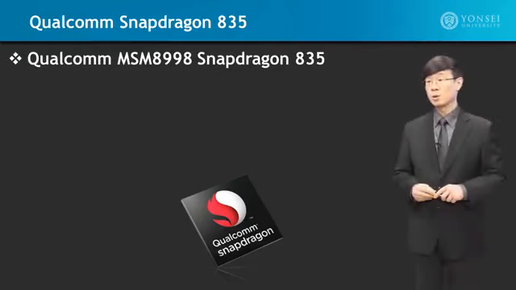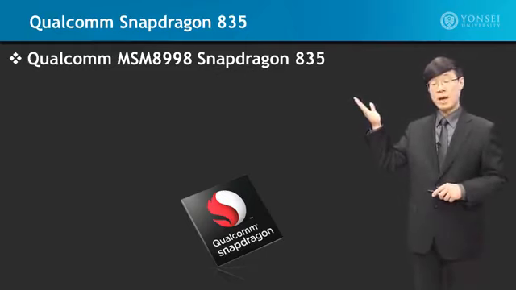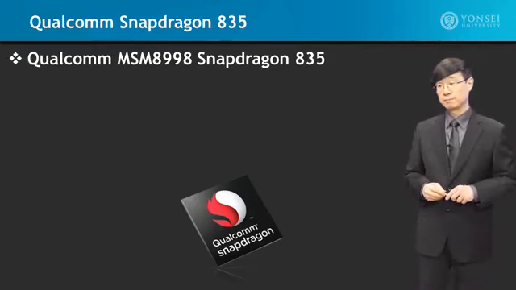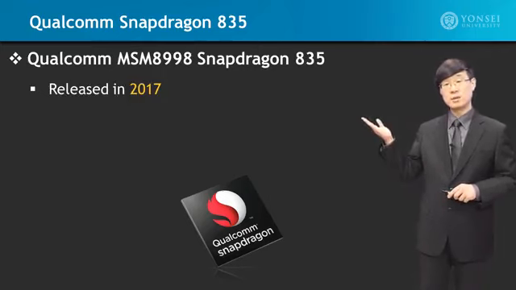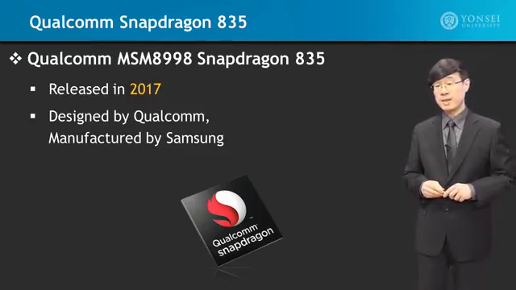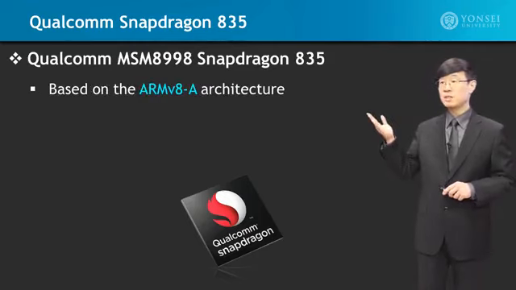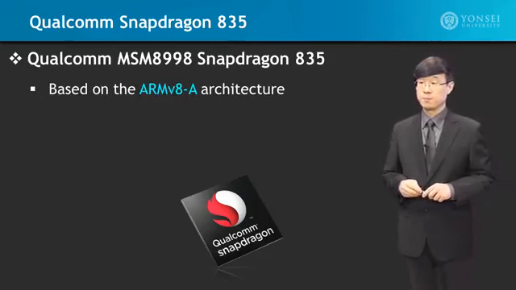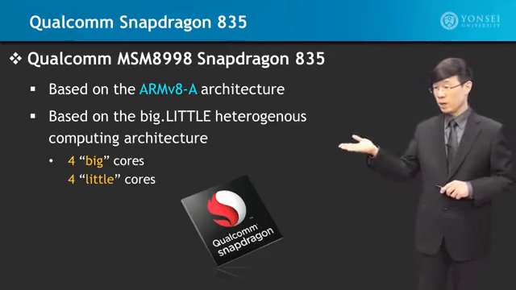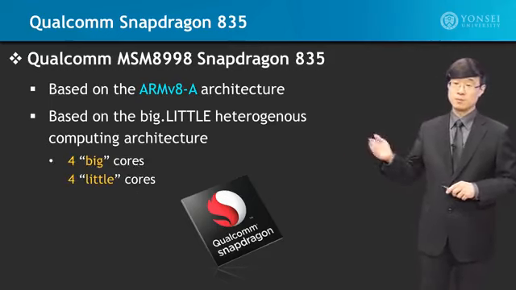We will now look into the Qualcomm MSM 8998 Snapdragon module, which is the 835 one. This was released in 2017, and it was designed by Qualcomm and manufactured by Samsung. It is based on the ARM v8-A architecture. Of course, it uses the big.LITTLE heterogeneous computing architecture, and it has 4 big cores and 4 little cores.